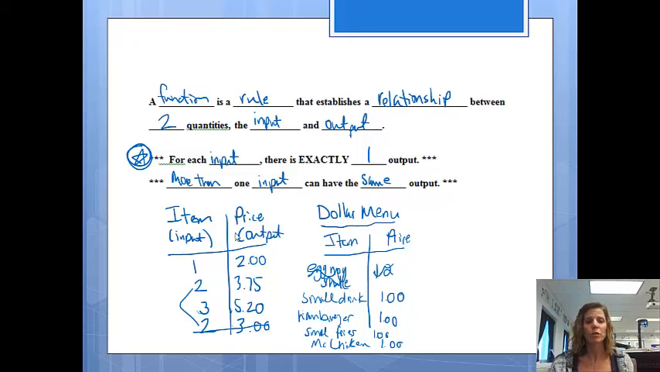So as we're looking through examples, what we'll be looking for is to make sure that every input does have one output, and that it's okay for more than one input to have the same output. So let's try some examples that don't look like that and see if we can figure it out.